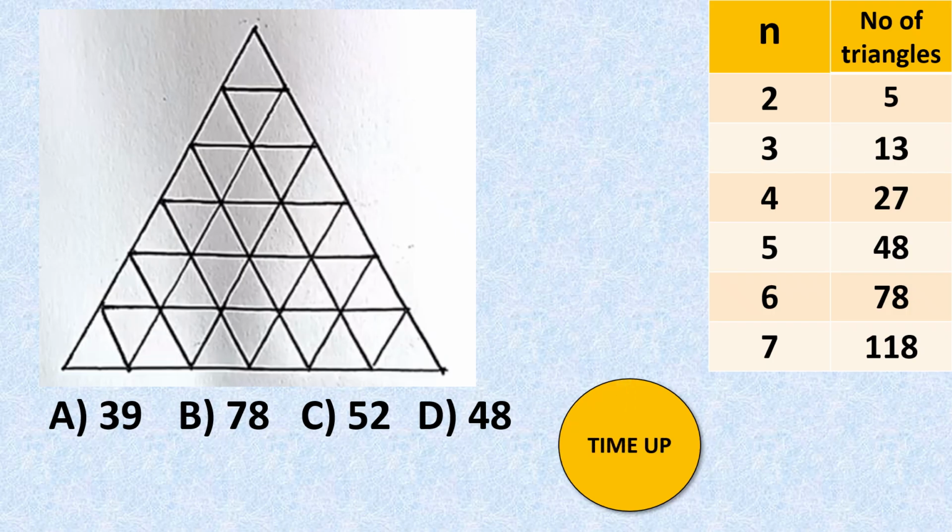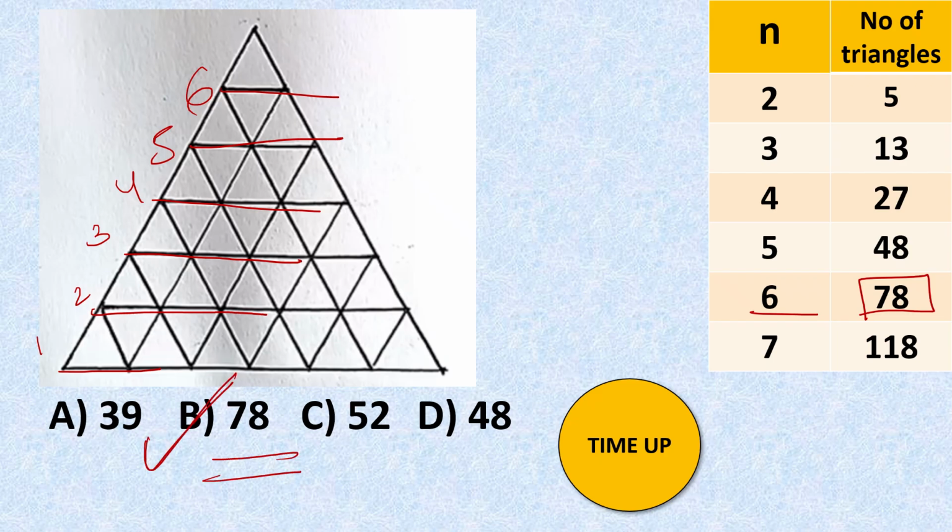Time up, students. So what is the answer for this? How many baselines are there? 1, 2, 3, 4, 5, and 6. So 6 baselines are there. So 6 baselines means how many number of triangles? 78. So the answer is 78. Understanding, students?